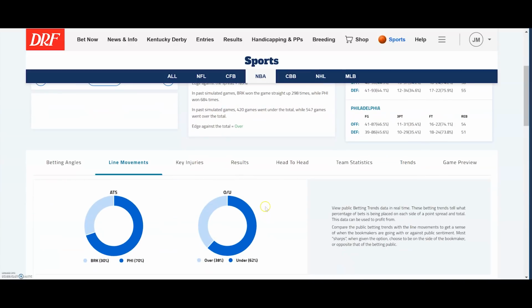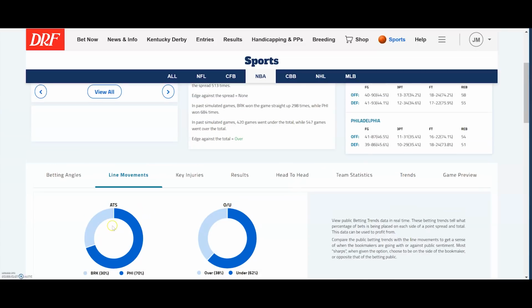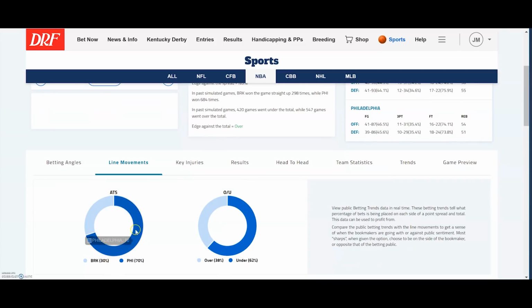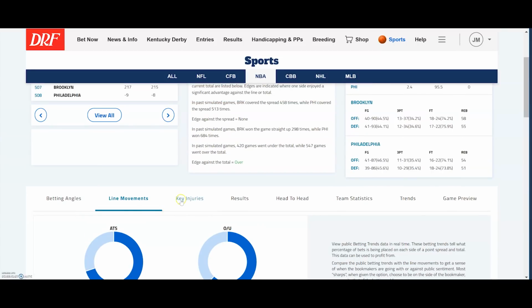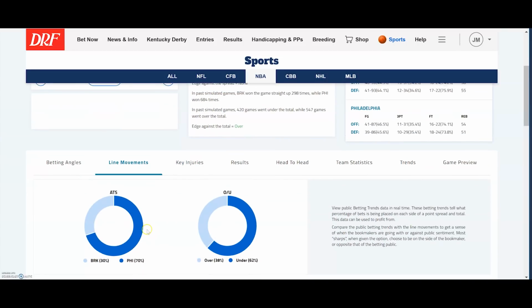Our line movement section is an indicator of public sentiment in terms of the percentage of public bettors that are betting on each side of this game. A couple things to look out for. In this case, you have Philadelphia getting 70% of the wagers. That is a relatively high number in NBA basketball.